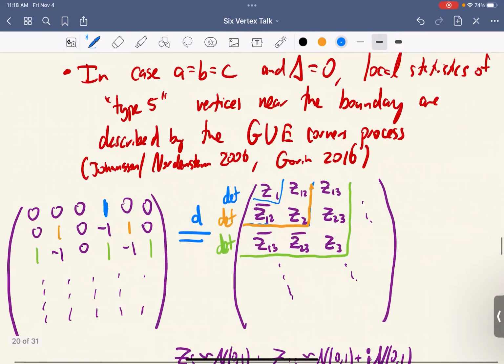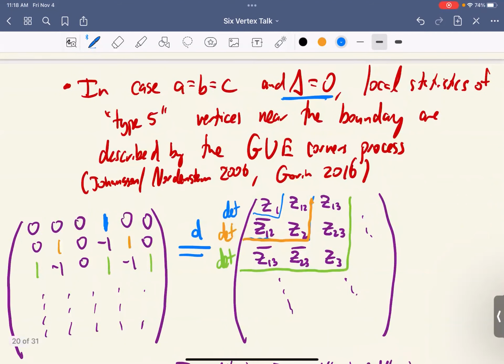In the case A equals B equals C, so that's the alternating sign matrix case, and also in the free Fermion case, there's another result, which is that if you look near the place where the Arctic circle just touches an edge, so you look just close to the boundary, and you look at the statistics of the ones in the alternating sign matrix, they are the same locally in some scaling limit, same statistics as a different random matrix ensemble, which is called the GUE corners process.